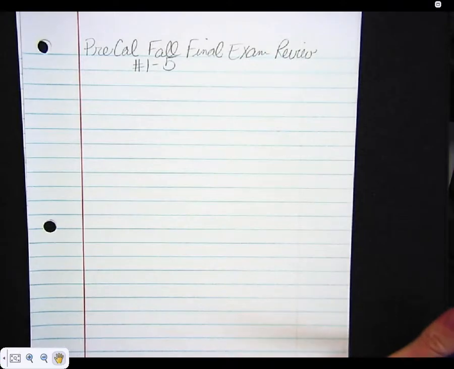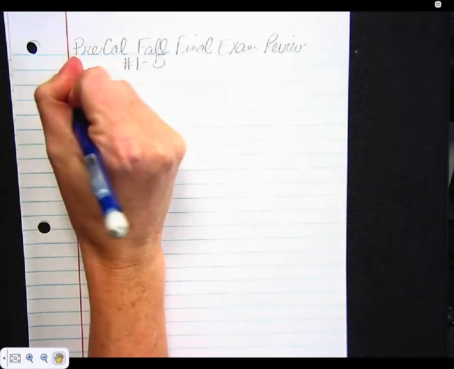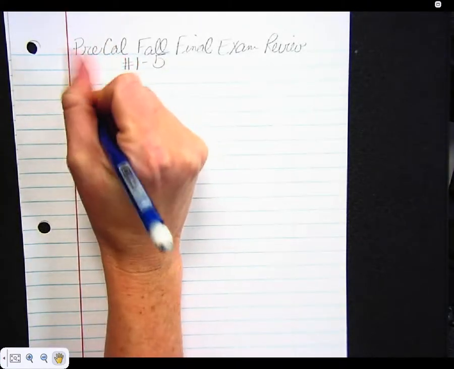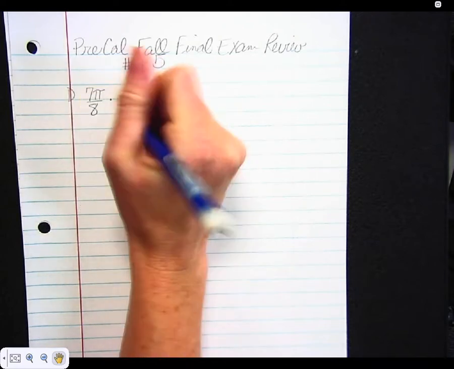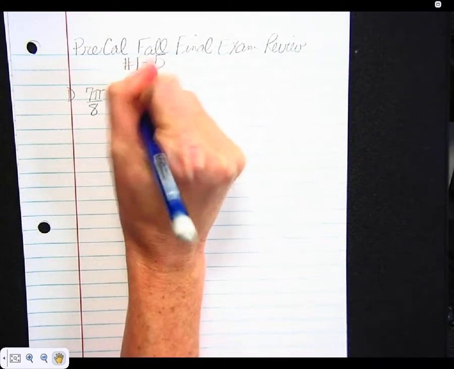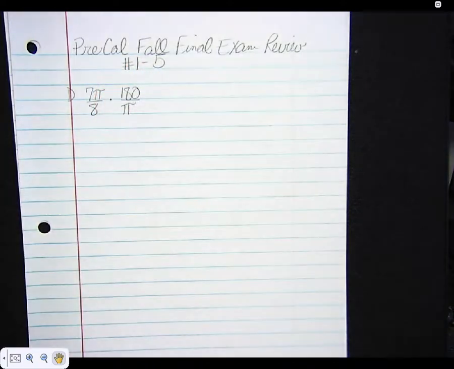All right, so this is going to be the pre-calculus final exam review. We'll take a look first at numbers 1 through 5. I'm going to start with number 1 by converting 7 pi over 8 into degrees. So to convert something into degrees, I'm going to multiply by 180 over pi. And I remember that because in degrees, I'd like for my pi's to cancel out.